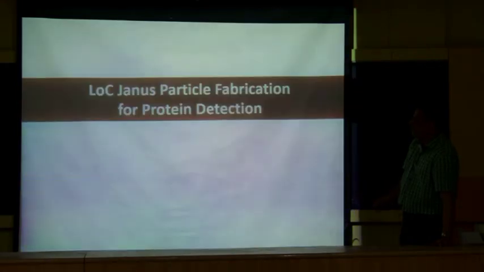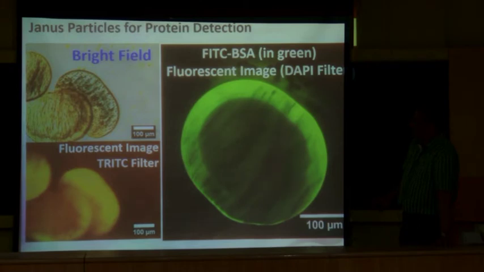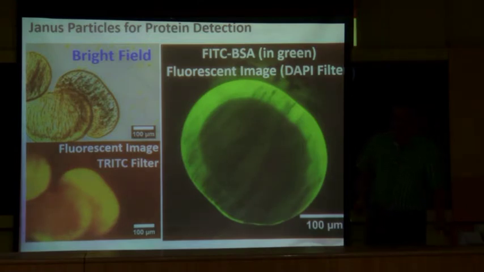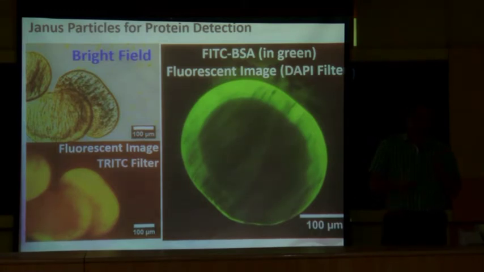So you can make different particles. We took this principle and we made particles like this. We could make Janus particles for protein detection. One part will be magnetic, so that after we do the protein detection, we can take out the particle using a magnet. So we can separate it out after the detection process.